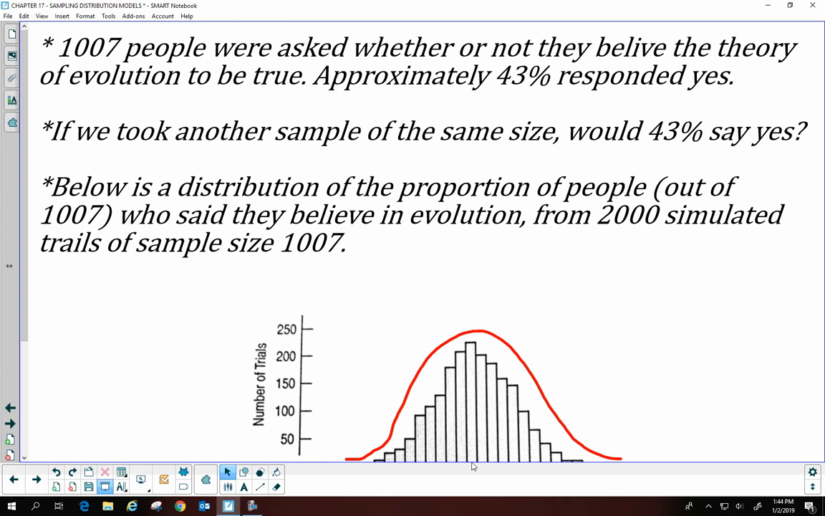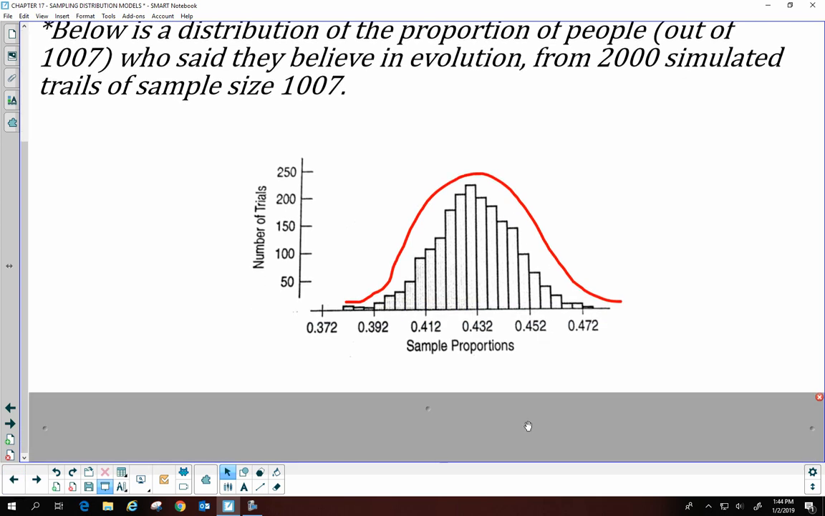And so what's actually been shown to be true is that a normal distribution can approximate a sampling distribution of sample proportions. So if we keep sampling and we always use the same sample size, if we were to sample every possible combination of 1,007 people and ask them if they believe in the theory of evolution, which would be impossible, but if we did, and we plotted all of those proportions in a histogram, it would be approximately normal. And so here we have 2,000 of those done, and it looks pretty normal here. Obviously, the tails are a little bit off. It's not perfect, and that's why we say it's approximately normal.